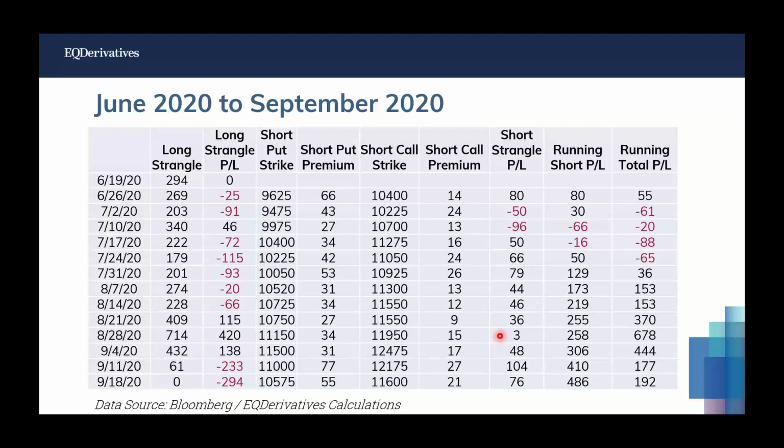The only other time that the short strangle ended up slightly in the money was the one traded on August 21st for the August 28th expiration, and that one was in the money, but not to the point of overwhelming the amount of premium that you took in when you sold that strangle. So these are just the running results of buying the strangle and then shorting weekly strangles as we go along. And so this is great. First look back period here, and got really nice results.